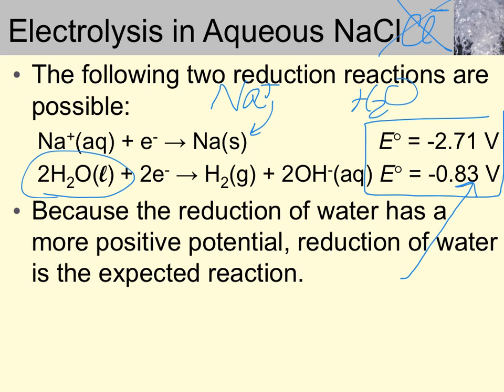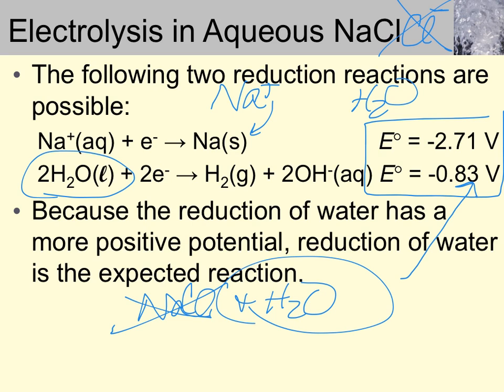So what do we have? If we build an electrolytic cell with NaCl and water, nothing is going to happen to the NaCl at all. The water will be preferentially oxidized and reduced, and nothing will happen to the salt. Not very useful, is it?